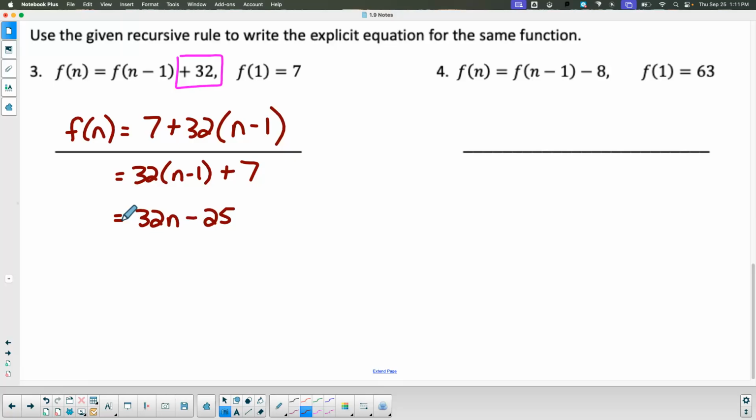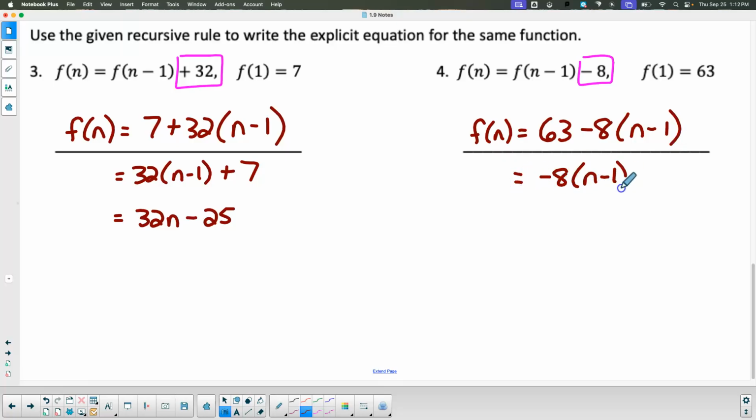What are we doing to get the next term in number 4? Subtracting 8. So f of n here is going to equal 63 minus 8 times the quantity n minus 1, or negative 8 times the quantity n minus 1 plus 63, or negative 8n plus 71.